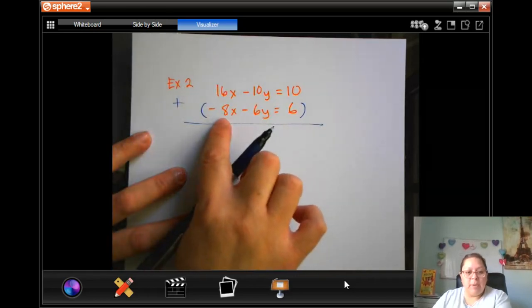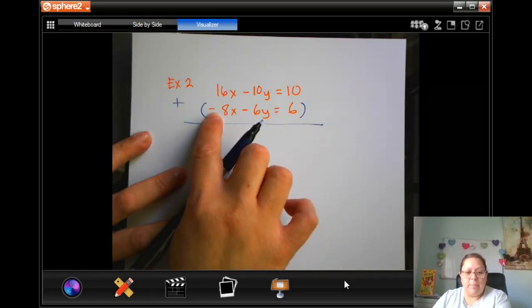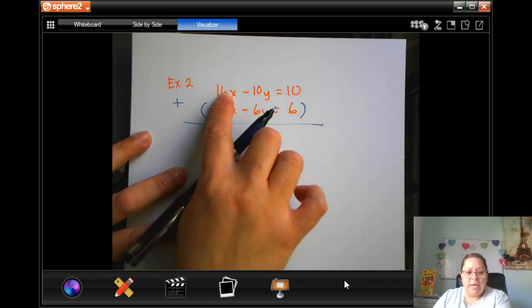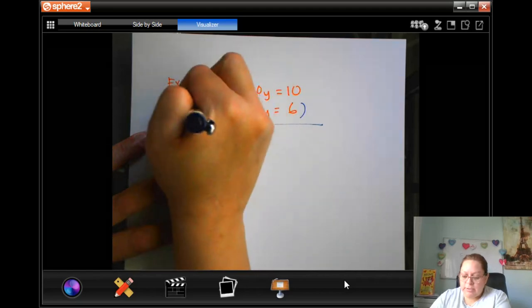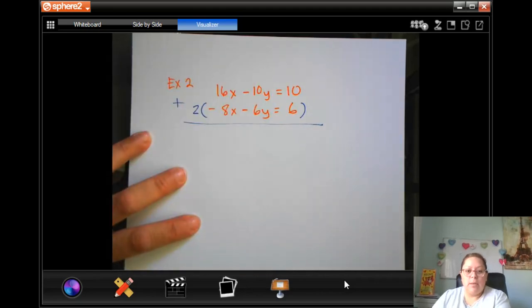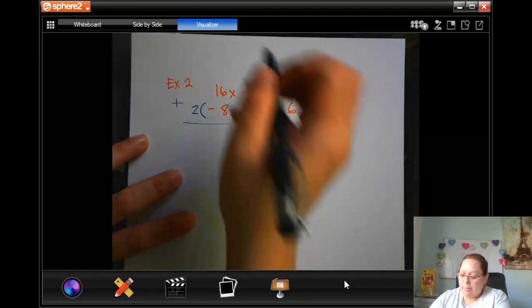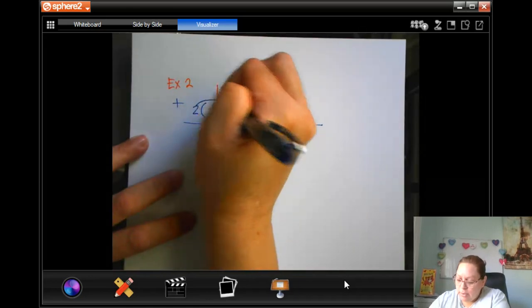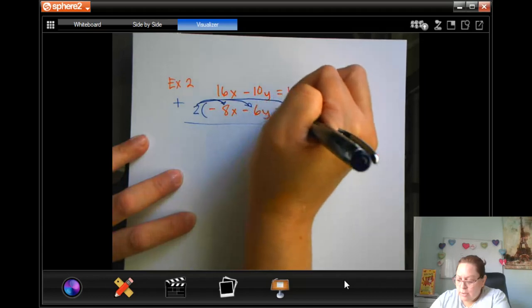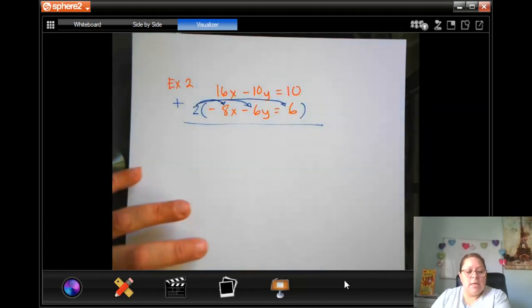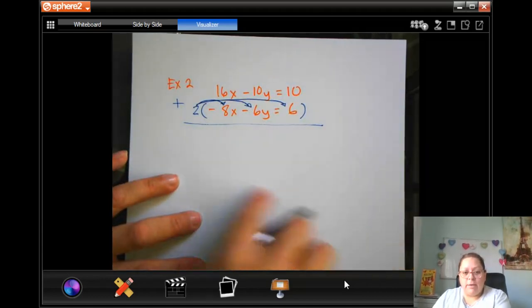We don't need to multiply by a negative. We just multiply by a positive. And in order to get to a 16, this number needs to be multiplied by 2. Once I multiply by 2, remember that you are distributing that 2 to all the 3 terms. Okay? So let's go ahead and rewrite now our system.